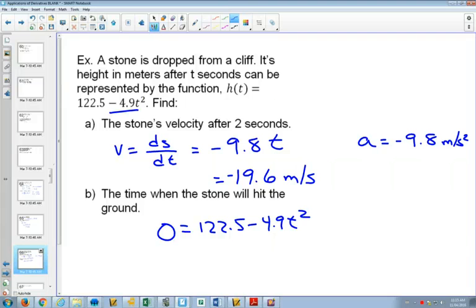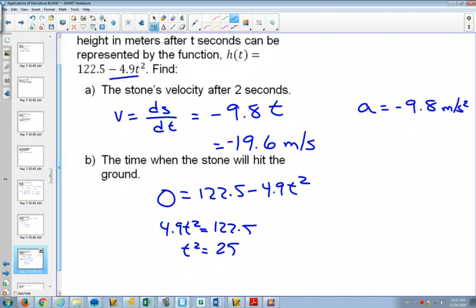Can you guys see that when you're dropping the stone initially, this cliff is 122.5 meters high? Because if we put 0 in for time, that would be the initial height. Now solving for this, divide 122.5 by 4.9. And it is, look at that, isn't that a nice number?